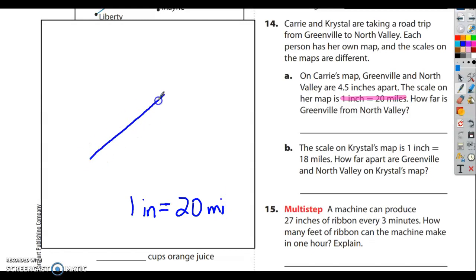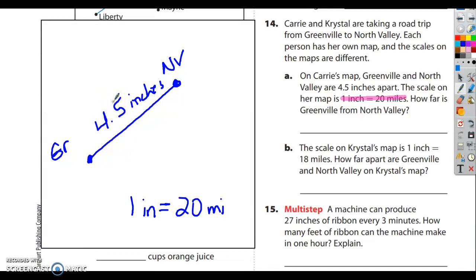And on the map, the difference from Greenville to North Valley is 4.5 inches. Well, for every 1 inch, it's 20 miles, so you could actually just do this mentally, counting by 20, 40, 60, 80, but then there's a half at the end, so you have to keep that in mind.